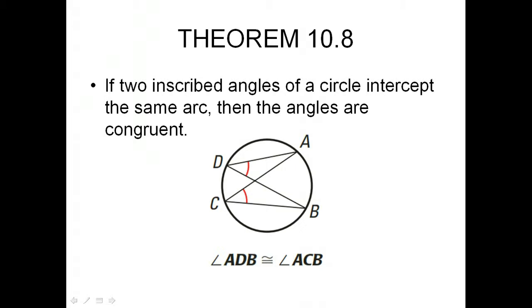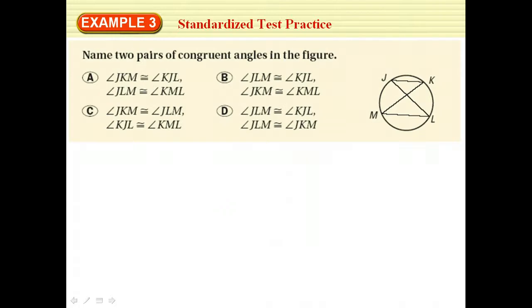If 2 inscribed angles of a circle intercept the same arc, then the angles have to be congruent. We just showed that in the last problem. So name 2 pairs of congruent angles. Let's look at these angles. Angle JKL and angle KJL both have KL as the intercepted arc, so they would be congruent. And angle JKM and angle JLM both have the intercepted arc of JM, so they would be congruent.